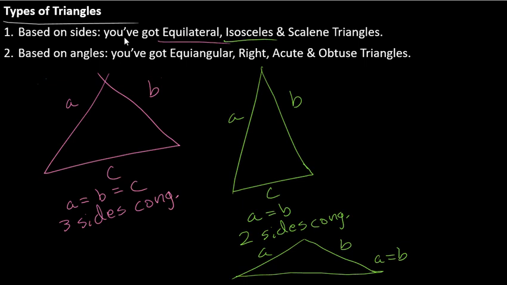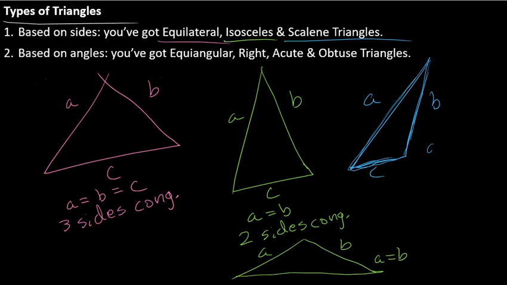Okay, and then you've also got your scalene triangles. And scalene triangles, they're the ugly triangles of the bunch. Let's see if I can draw it decently, even though they're supposed to be a little ugly. But why are they the ugliest ones of the bunch? Well, because none of the sides are congruent. Okay, so A does not equal B, B does not equal C, A does not equal C, and so on. Okay, no sides congruent, right?